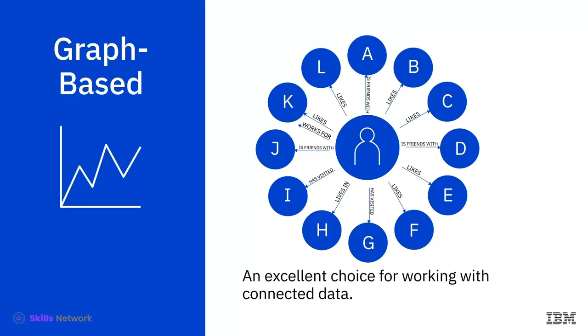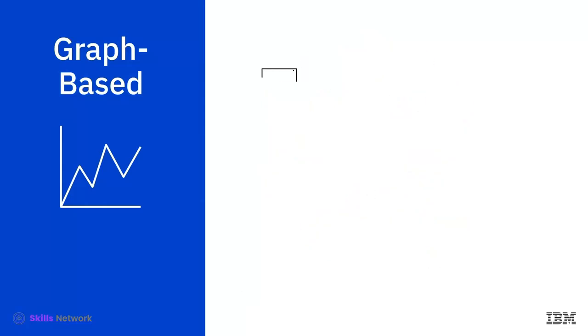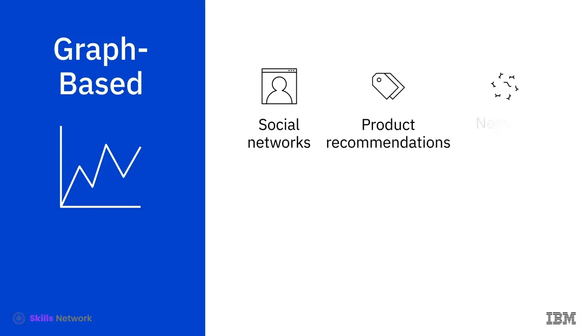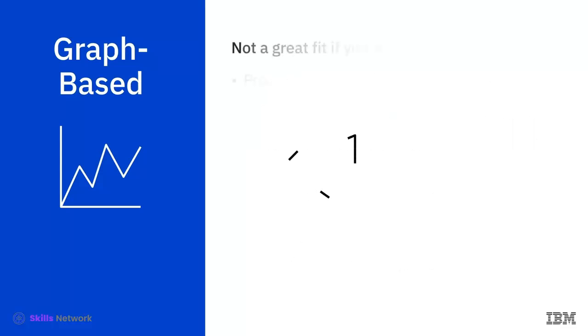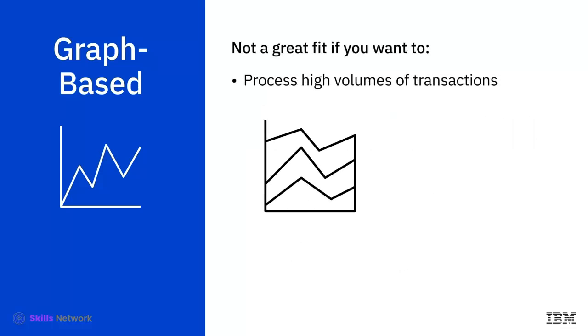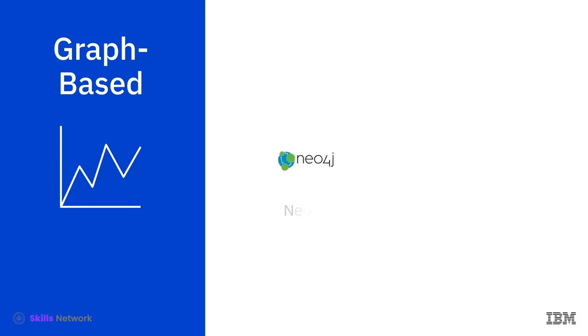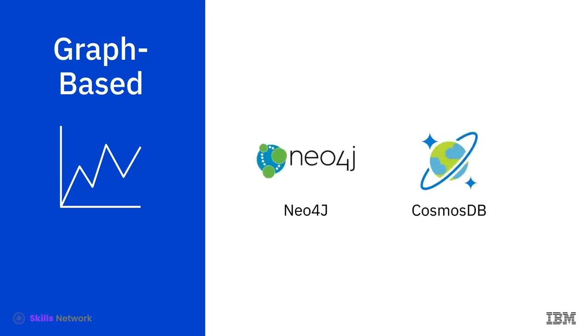Graph databases are great for social networks, real-time product recommendations, network diagrams, fraud detection, and access management. But if you want to process high volumes of transactions, it may not be the best choice for you, because graph databases are not optimized for large volume analytics queries. Neo4j and Cosmos DB are some of the more popular graph databases.